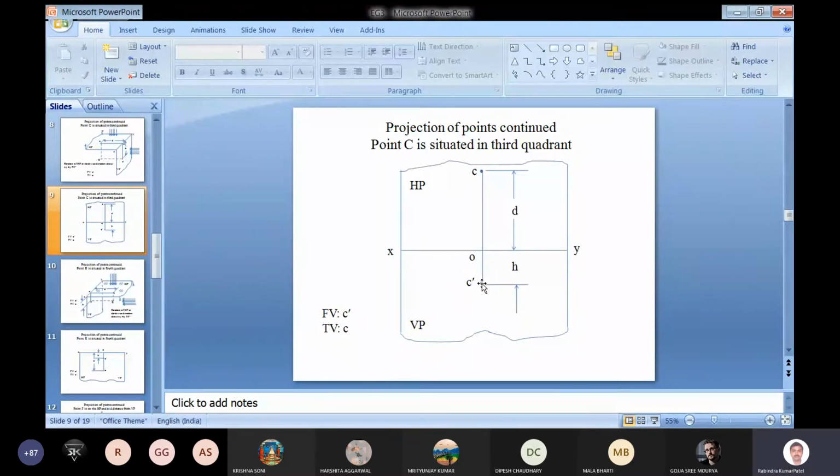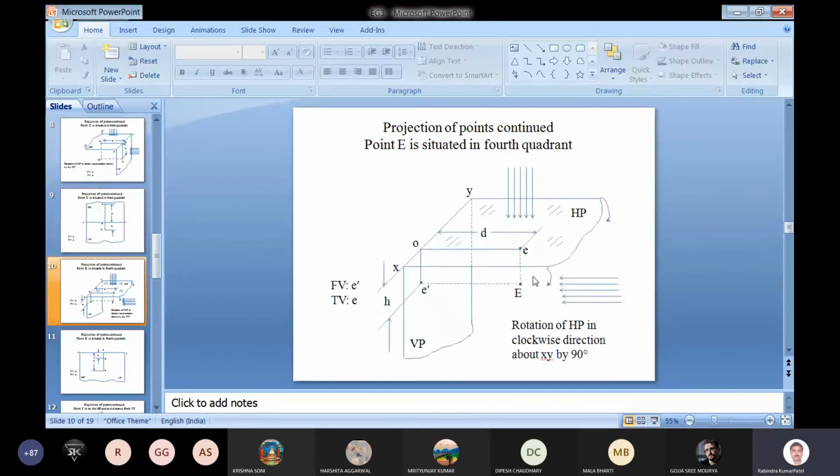And one thing you can note: in all the cases the projection of the point onto the vertical plane will be the front view, and on the horizontal plane it will be the top view.